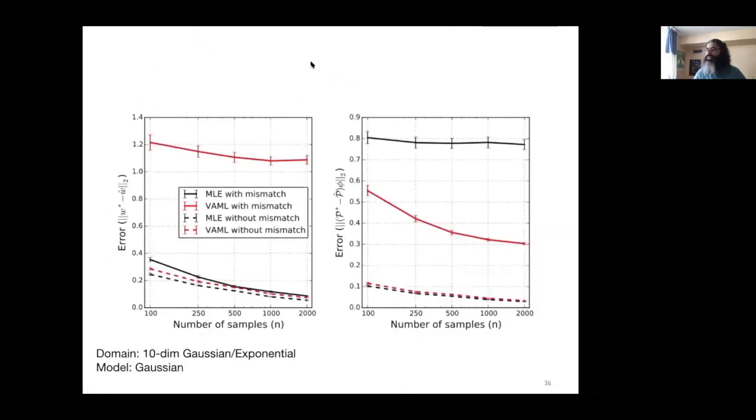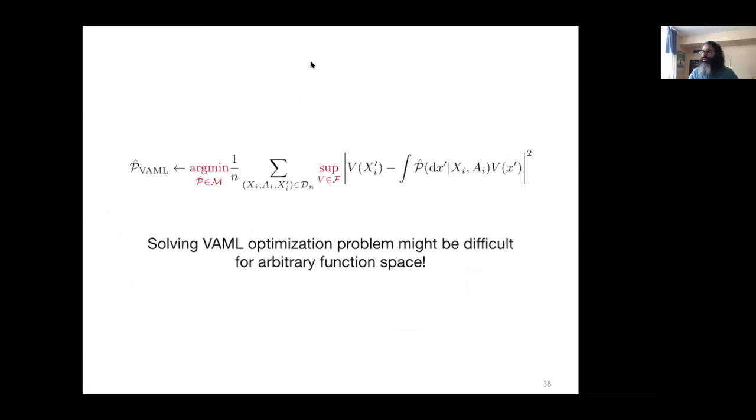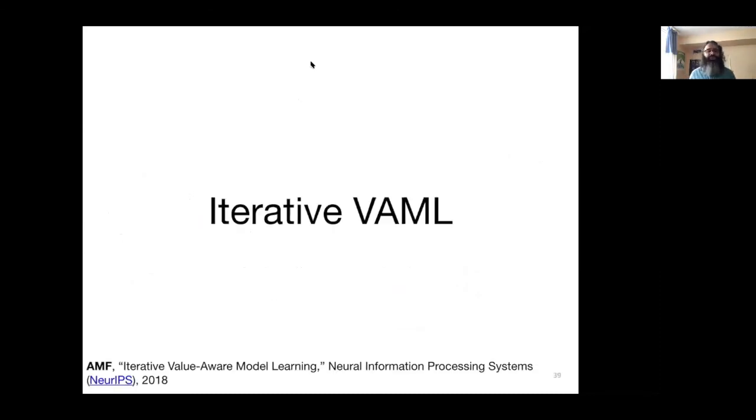Okay, so I skipped these results. This is exactly the point I was talking about a few slides ago. In the original formulation of VAML, we have this min and max, and solving this optimization problem for a general arbitrary function space might be complicated. So now the idea is that maybe we try to do something a bit simpler by benefiting from how a specific planner, in this case approximate value iteration, generates the value function. So this is iterative VAML.